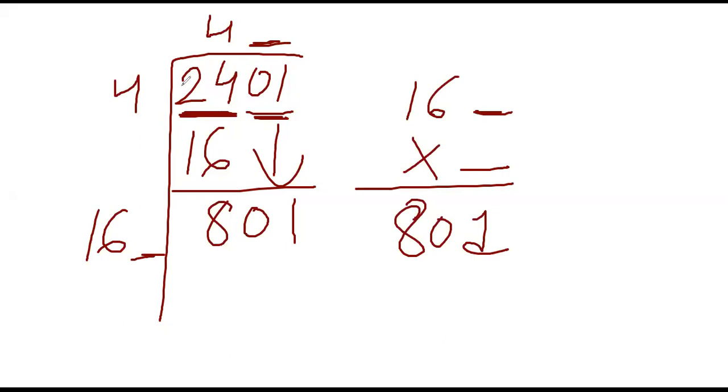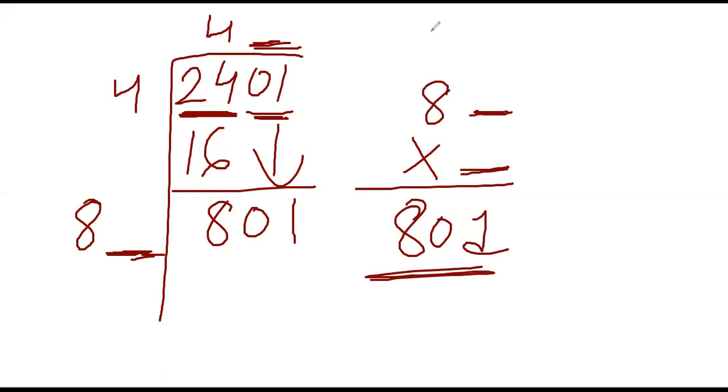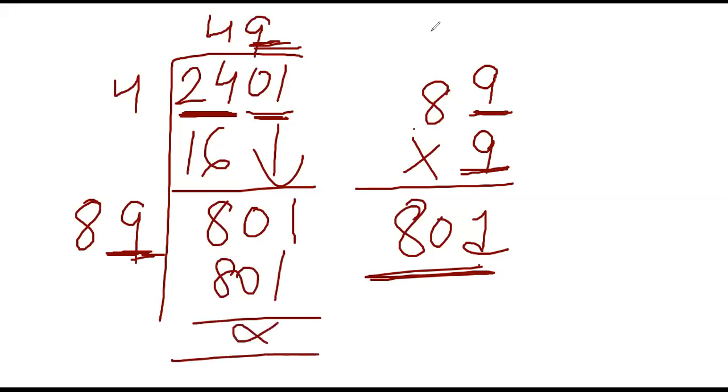Okay, sorry. 4 plus 4 is 8 here. It should be 8. And this number and this number should be the same. You have to find out this number and it should be 801. I believe it will be 9. 9 9s are 81. 9 into 8 is 72, plus 8, 80. So we can write down here 9. That means square root of 2401 is 49.